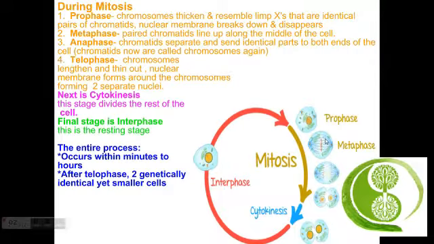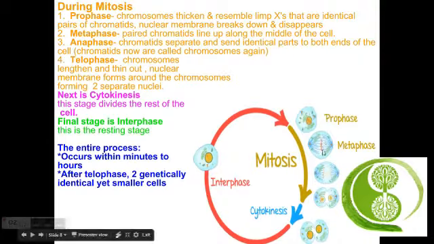So in metaphase, that's our second stage of mitosis. This is where all those paired up chromatids line up along the middle of the cell. Then the next phase is anaphase. This is where the chromatids separate and they send each of the identical parts to the opposite sides of the cell.